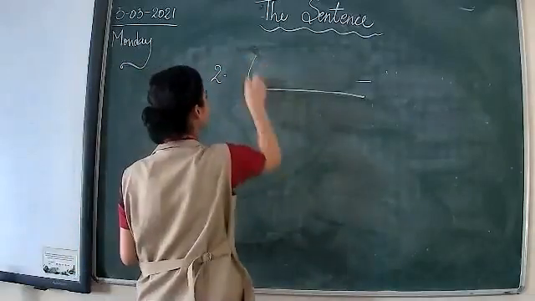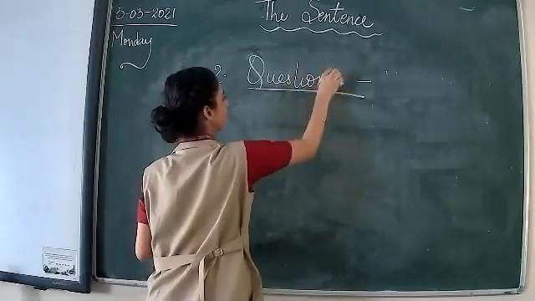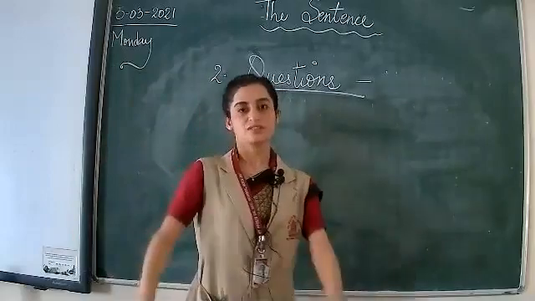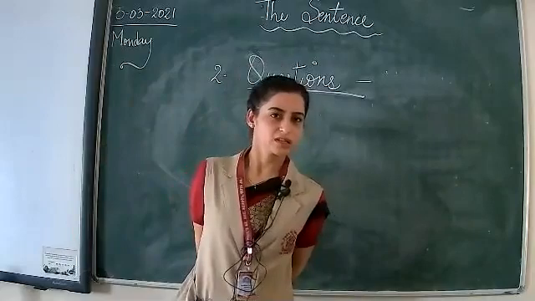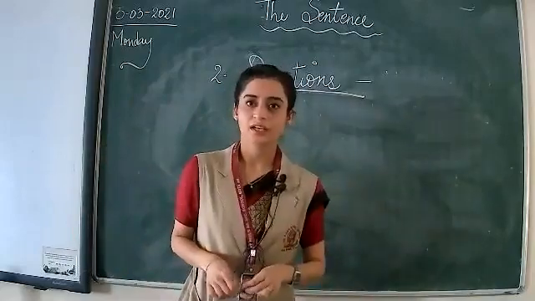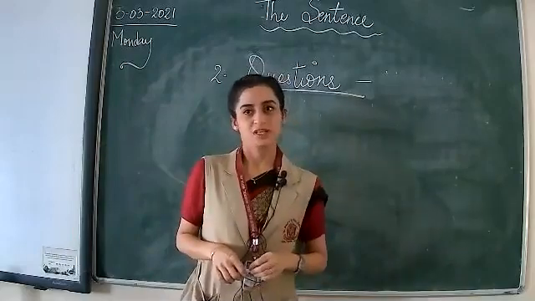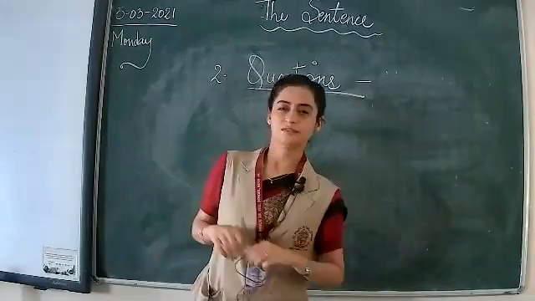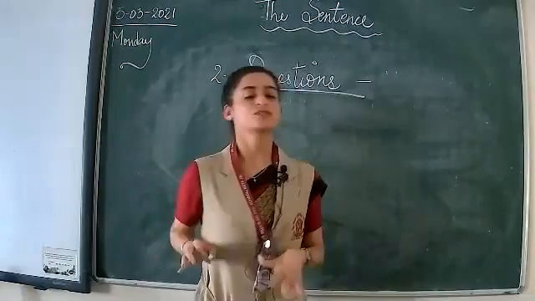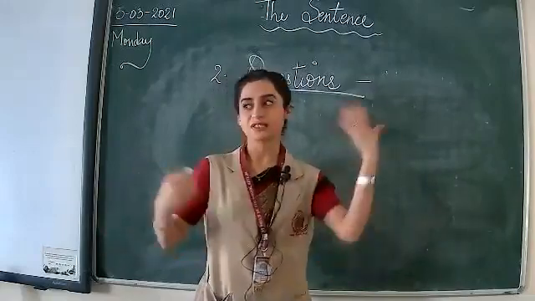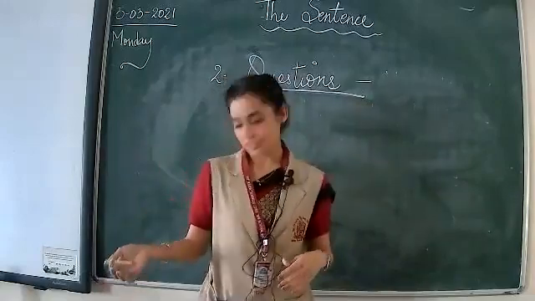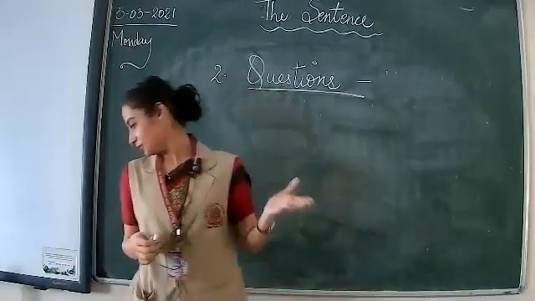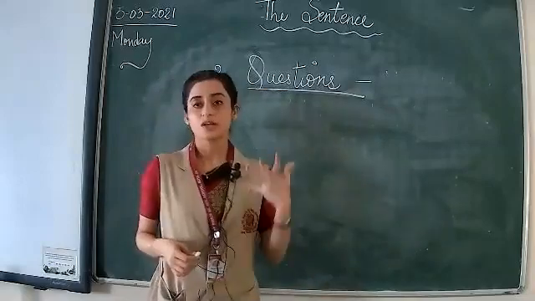Number 2, we have questions. Okay, questions. Are you able to hear me? Do you understand what I'm teaching? What are these kind of sentences? It's the type of question, right? Do you like the weather? Okay, so I know that you also know and you can differentiate between statement and questions, right? So children, in this kind of sentence, these type of sentences ask questions, okay?